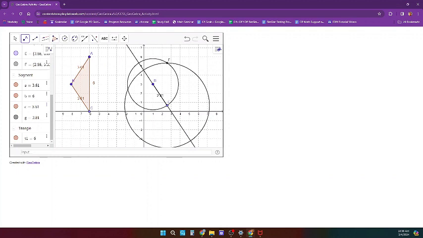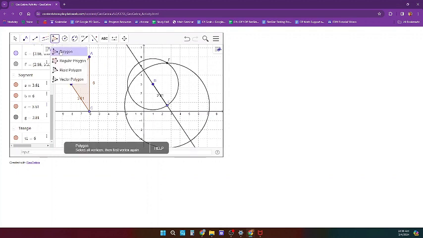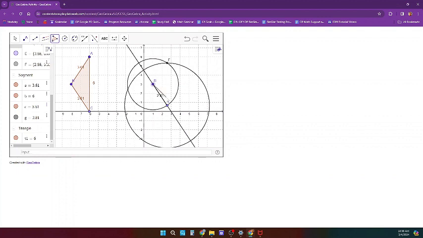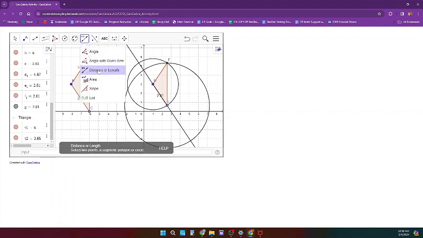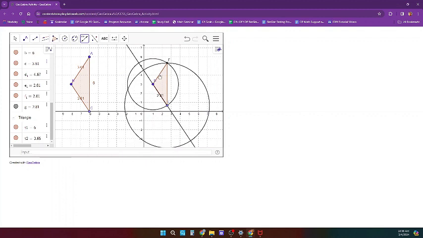And we're going to complete DEF by connecting those points. So our polygon tool, D, E, F. And if we have done it right, our lengths should be 2.81 and 4.67. That is of course our new value for the side corresponding to AC, just multiplied by our ratio, which is what we got, just rounded.